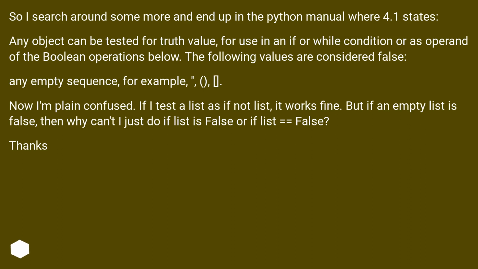Now I'm plain confused. If I test a list as "if not list", it works fine. But if an empty list is false, then why can't I just do "if list is False" or "if list == False"? Thanks.